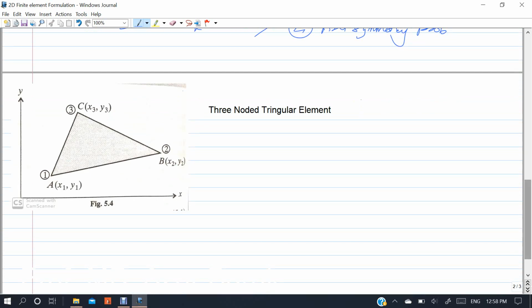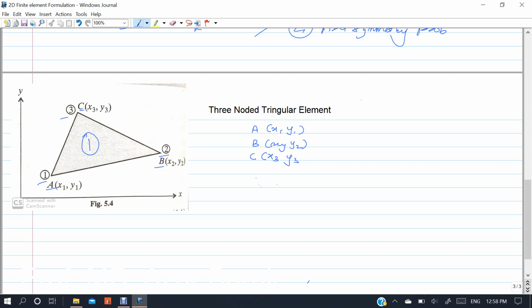So this is the derivation. Suppose in this diagram an element is shown. This is element 1. This is the element having three nodes, node numbers 1, 2, 3. So in this derivation, consider this element A, B, C. A will be x1, y1, B equal to x2, y2, C equal to x3, y3, having three nodes.